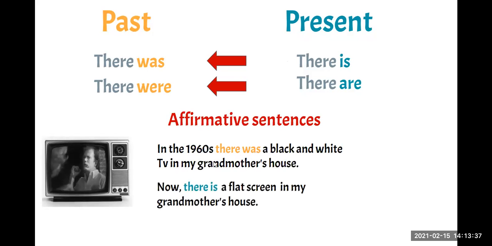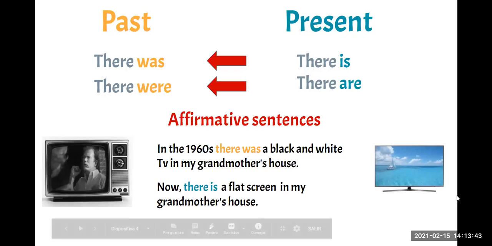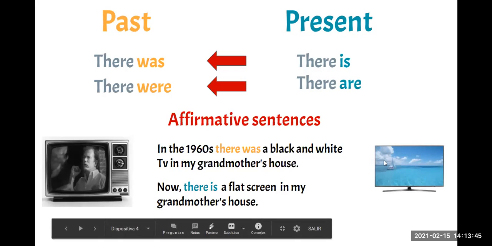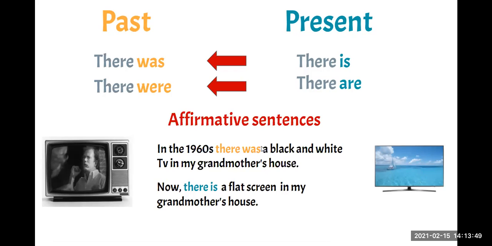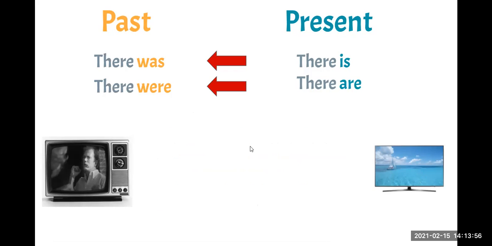And here we have, now there is a flat screen in my grandmother's house. So we have here the flat screen. This is now in the present, but in the past, there was, right? Let's talk about the negative sentences, okay?